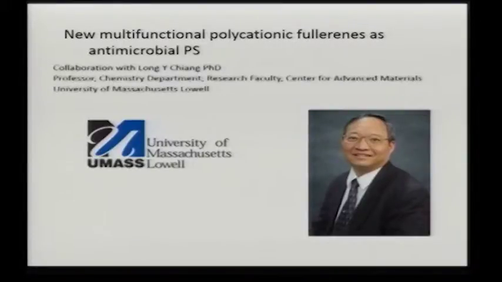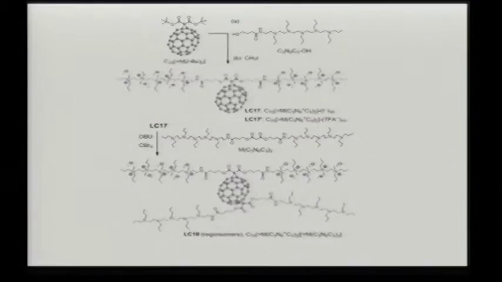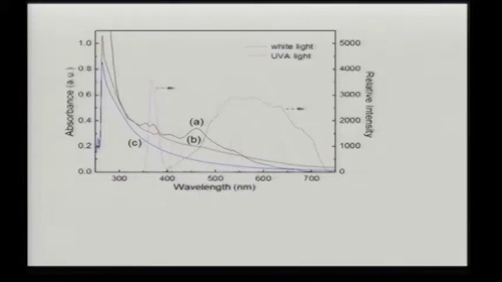And so fullerenes, we've done some studies with fullerenes. We collaborate with Long Chang. These are also things that do type 1 photochemical mechanisms. Long Chang has made a lot of amazing buckyballs. He puts these polycationic chains onto the buckyballs, which make them good antimicrobial photosensitizers. There's some more of them.